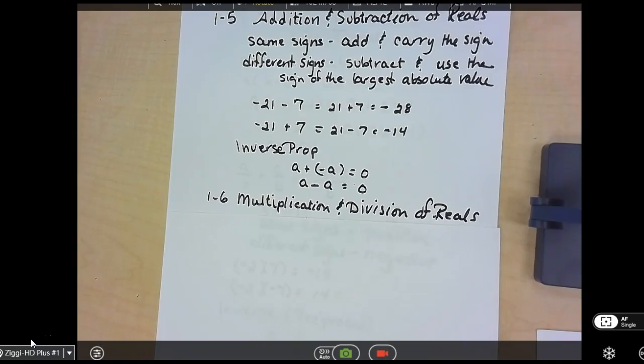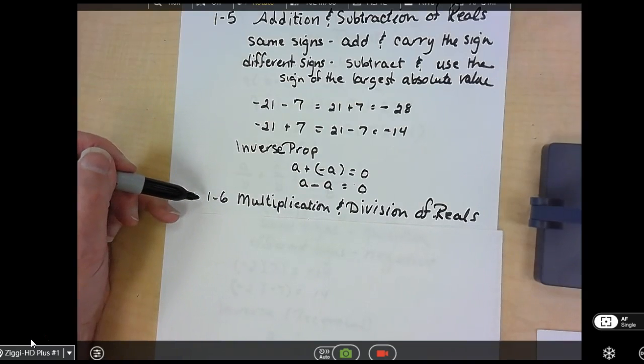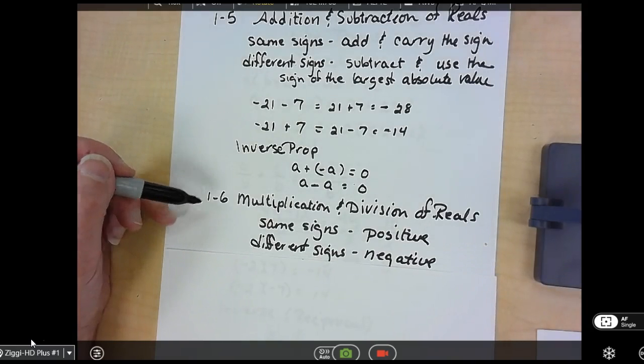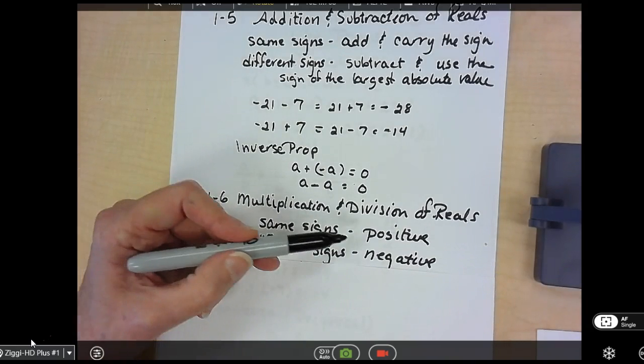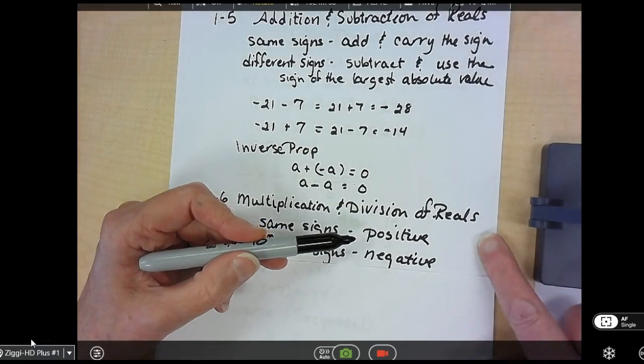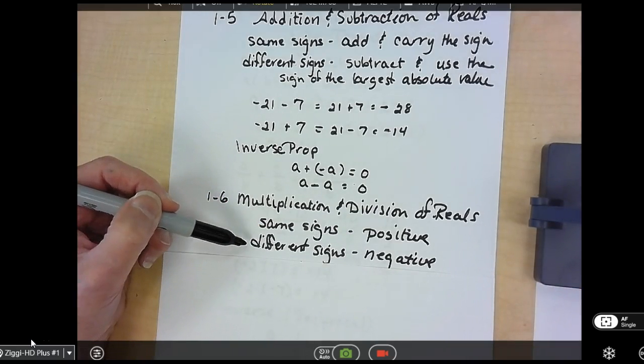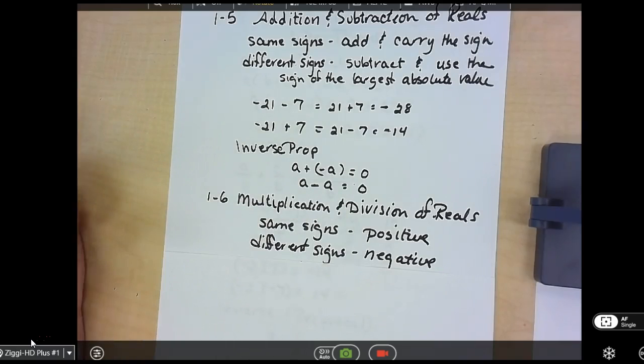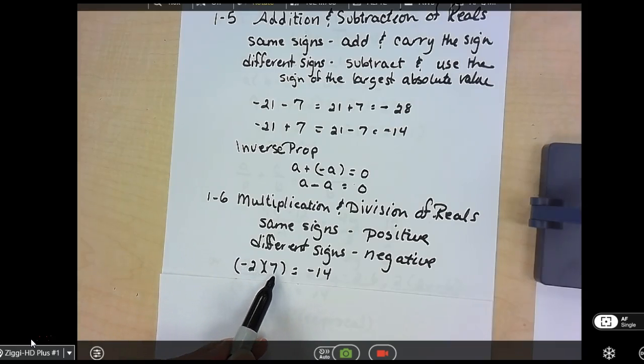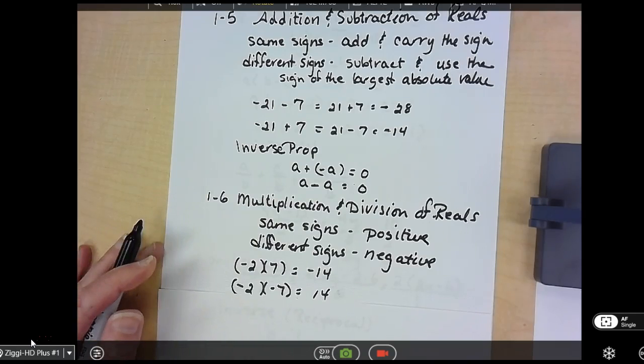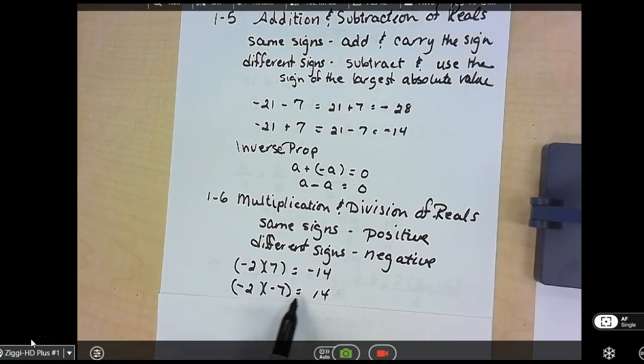With 1-6, multiplication and division of reals, we have different properties because when we multiply and they have the same signs, our answer is positive. When we multiply and they have different signs, your answer is negative. So if I take a negative 2 times 7, that would be a negative 14. If you have a negative 2 times a negative 7, that is a positive 14.